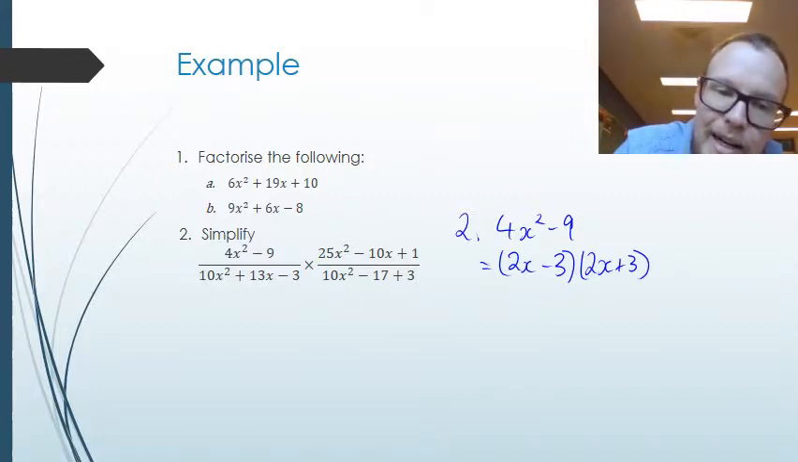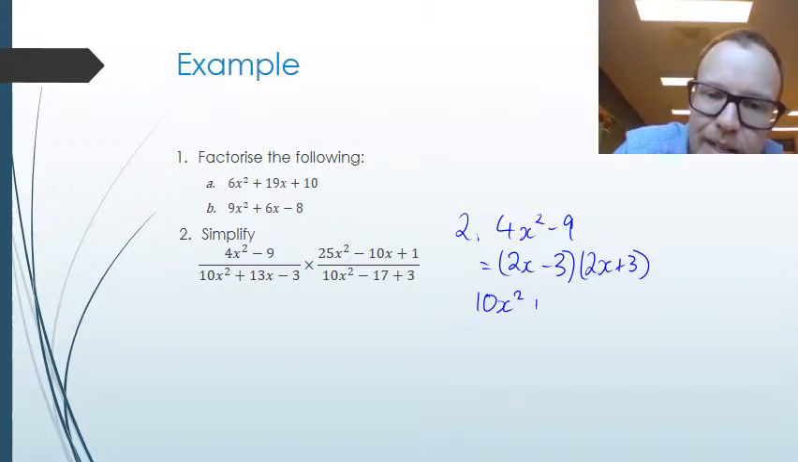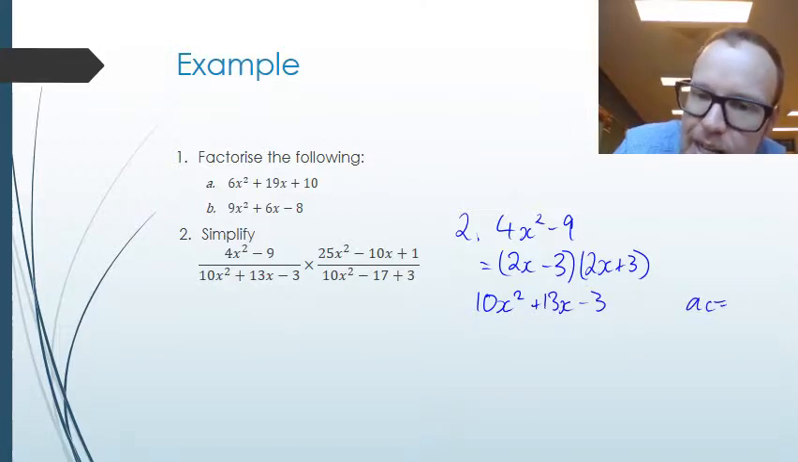We can look now at one underneath that. We've got 10x squared plus 13x minus 3. Now AC here is negative 30 and B is 13.